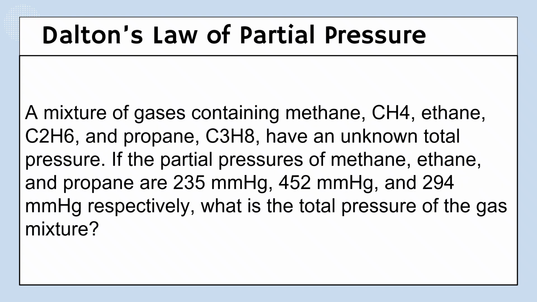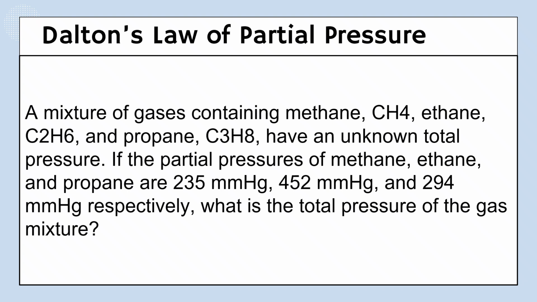So let's look at an example. A mixture of gases containing methane, ethane, and propane has an unknown total pressure. If the partial pressures of methane, ethane, and propane are 235, 452, and 294, respectively, what is the total pressure of the gas?